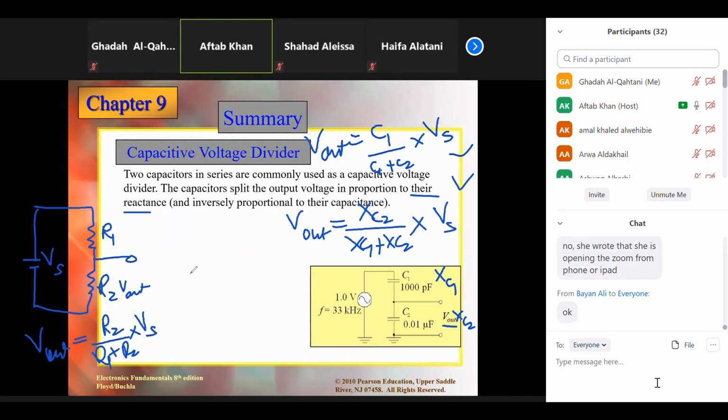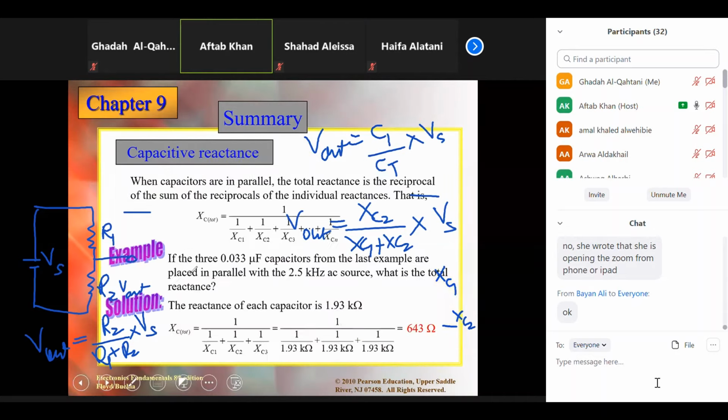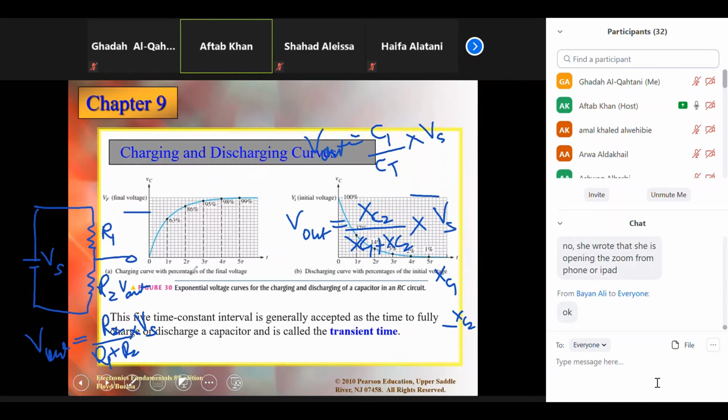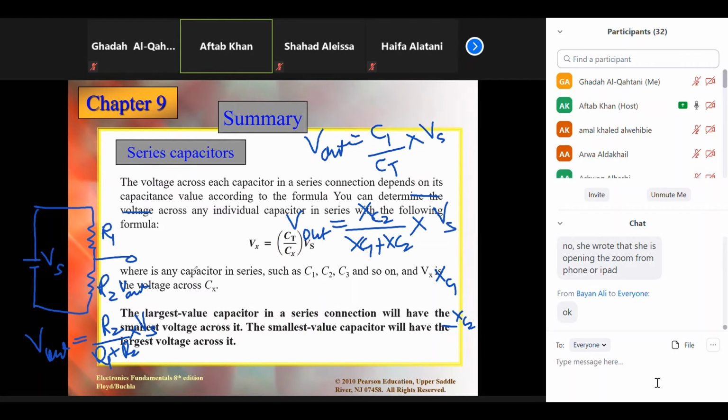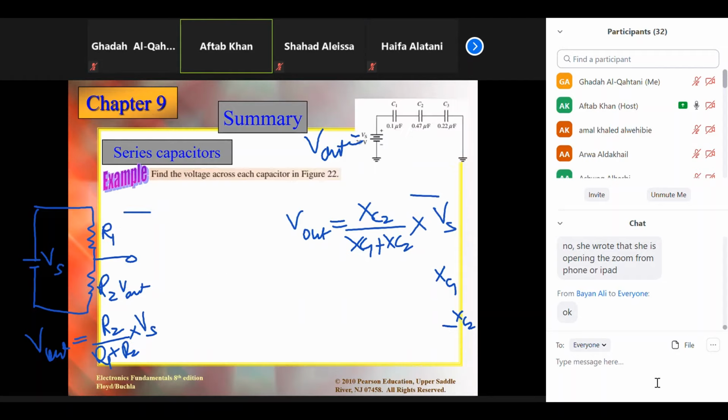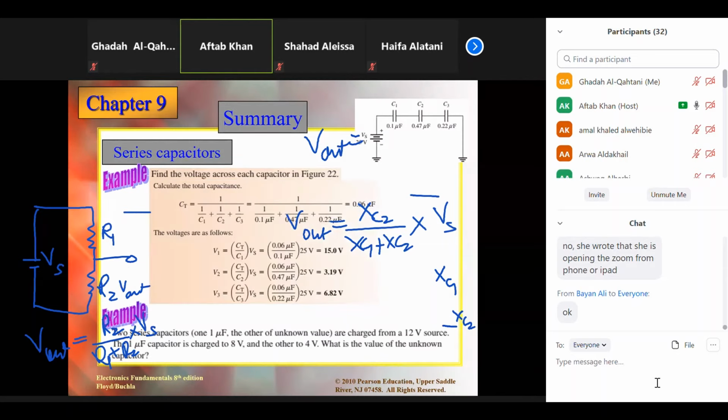Sorry, this is not C1 plus C2, girls. It should be CT. We have discussed this formula earlier. Let me go back and see this one. Series. Yes, this one: CT over CX into Vs. This is the formula, voltage divider. So let me correct it. If you want to use the voltage divider, one formula is this one.